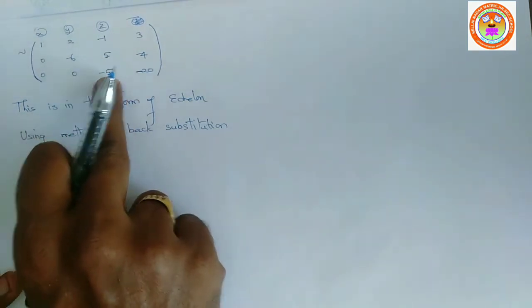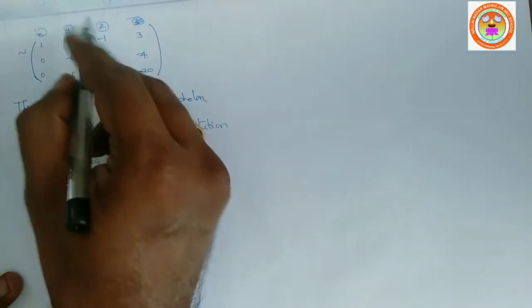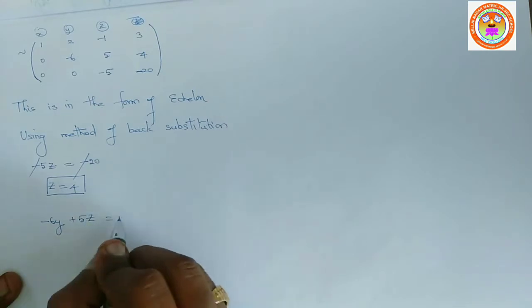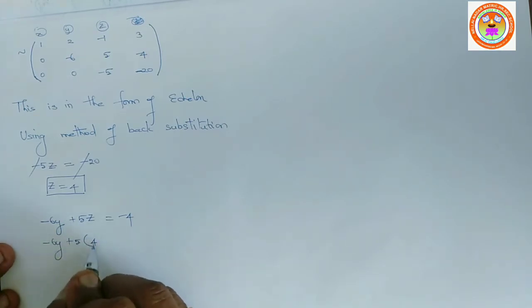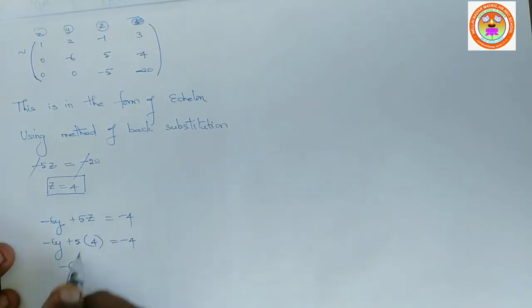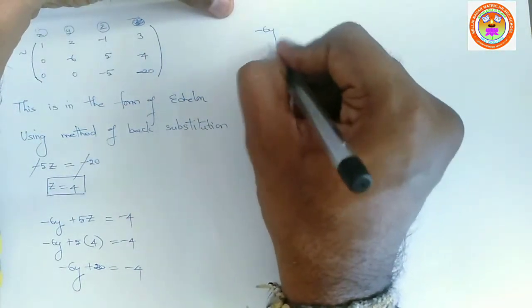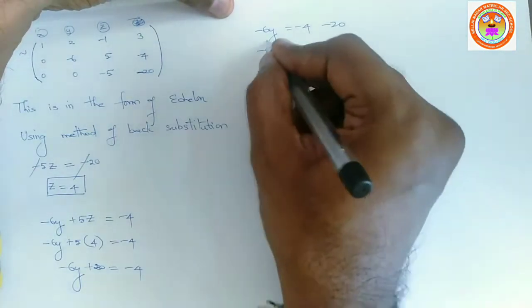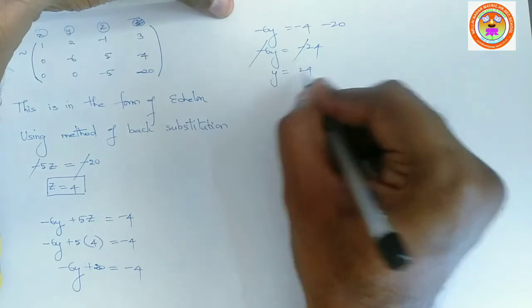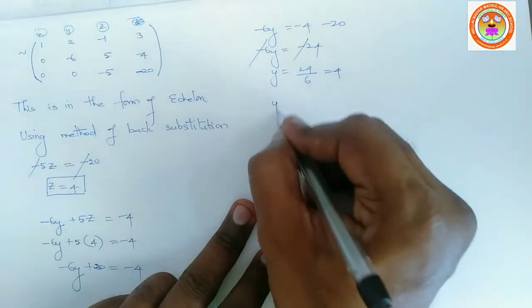Now using back substitution, after doing this, I am going to move to another back. This is minus 6y plus 5z is equal to minus 4. So minus 6y plus 5 into z, what is z? 4, is equal to minus 4. Minus 6y, 5 fours are 20, is equal to minus 4. 20 comes this side, so it becomes minus 6y is equal to minus 4 minus 20. Minus 6y is equal to minus 24. Minus cancel. y is equal to 24 by 6, that is nothing but 4. y is equal to 4.